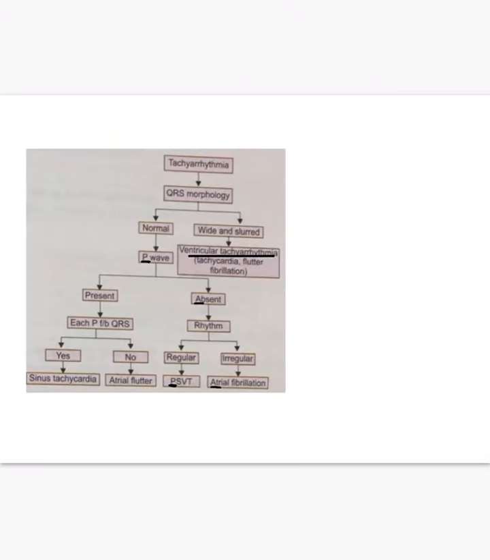When we talk about tachyarrhythmia, meaning the heart rate is high, we look at the QRS. What does QRS indicate? Ventricular depolarization. If the QRS is abnormal, there is some problem with the ventricle. It may be ventricular tachycardia, ventricular flutter or fibrillation. If the QRS is normal, the ventricle is fine. So now we need to check the P wave. What does the P wave tell? The P wave tells about atrial contraction. So we will check whether the P wave is present or absent.